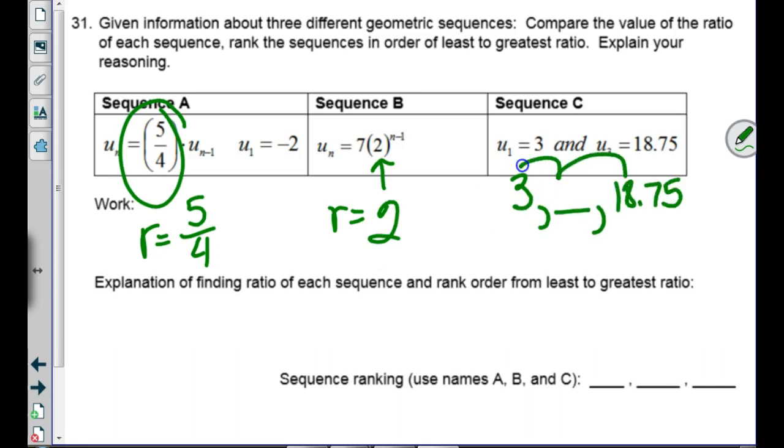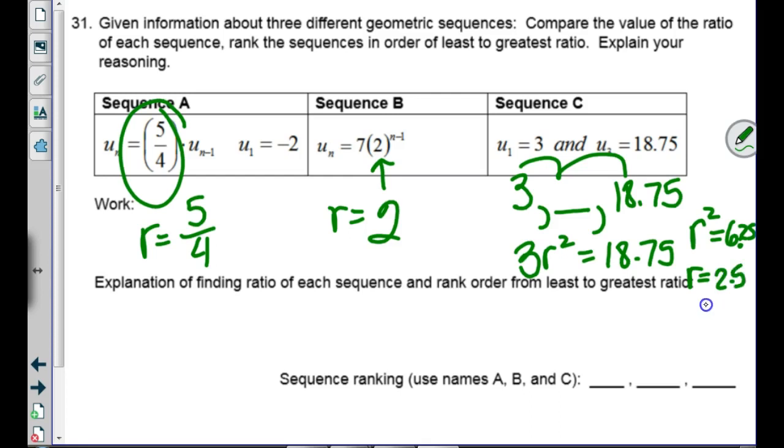So you would say 3 was multiplied by R squared twice and became 18.75. If you divide, you get R squared equals 6.25. You square root that. You get 2.5. So in this particular example, they are already in order because 1.25 is the smallest, then 2, and then 2.5. So you would say ABC. But again, this is finding a missing term to find R.